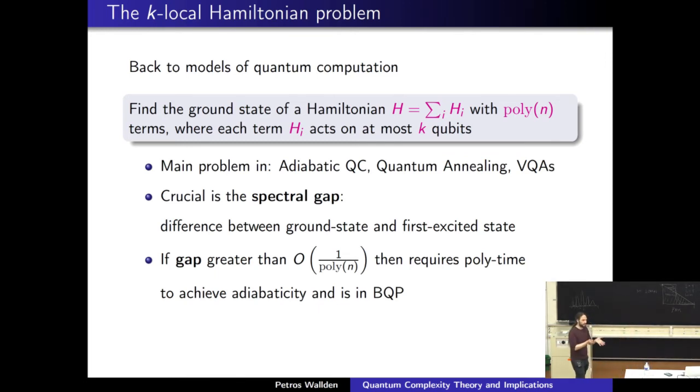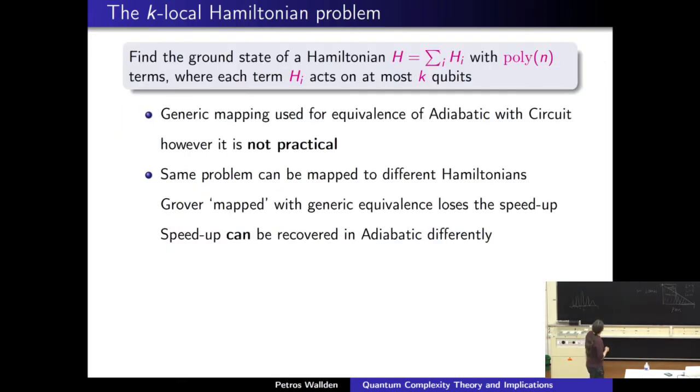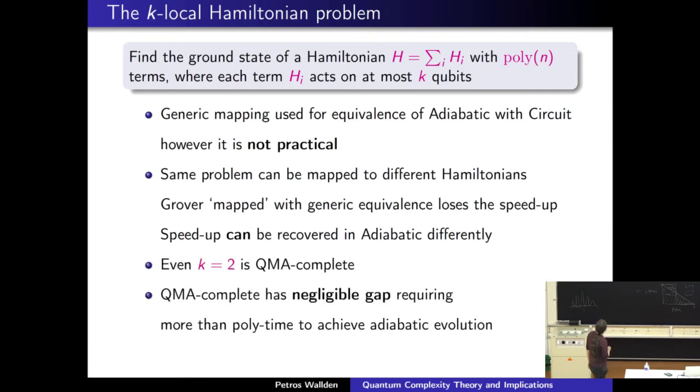Again, when I say equivalent, I mean in complexity theory. It doesn't mean that they're equally practical, the mapping. And specifically, the mapping is never the way to go. I'm going to say more about this in a minute. Anyway, so we can turn any polynomial size quantum circuit into a K-local Hamiltonian that has this type of gap. Now, the catch was, I'm just saying this here.